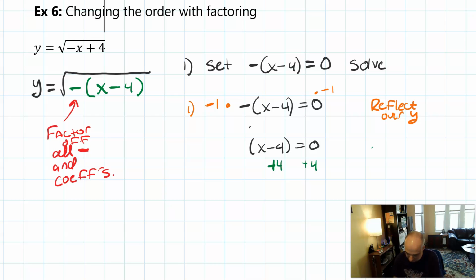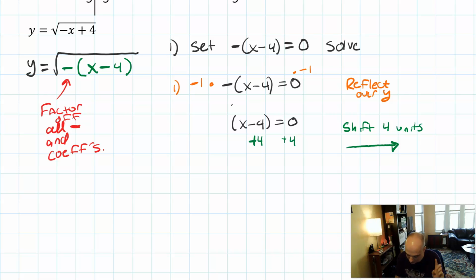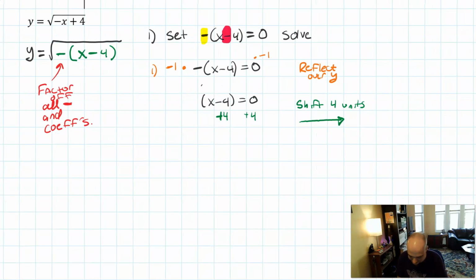which is going to correspond with a shift 4 units to the right. So notice how I have the opposite order. In this case, I'm reflecting first, and then I'm shifting 4 units, but I'm shifting 4 units to the right because the act of factoring this changed the sign on the inside. So it changed the direction of the shift. I think this is a lot easier to graph now.